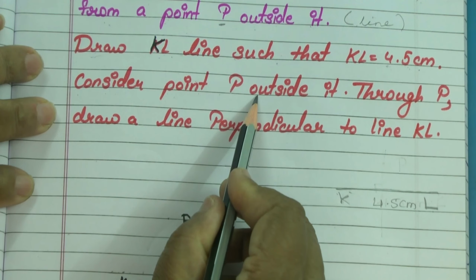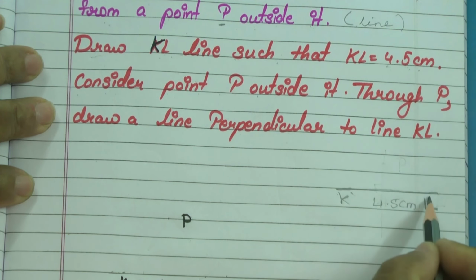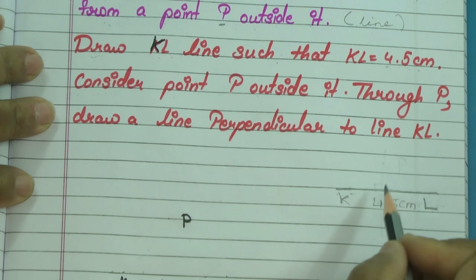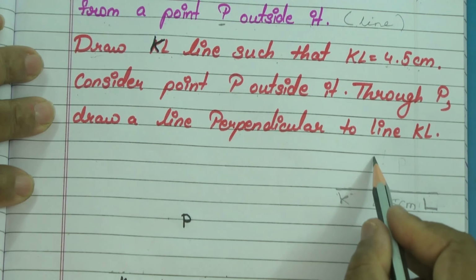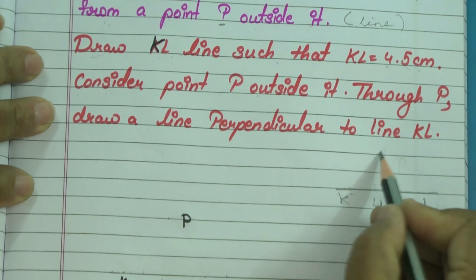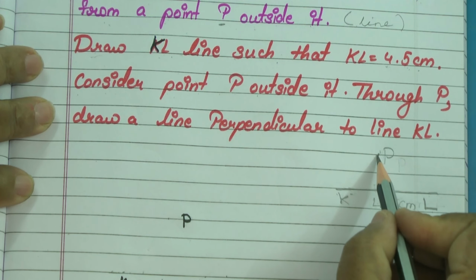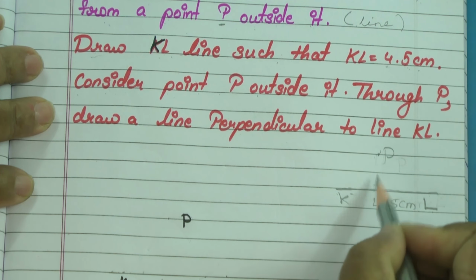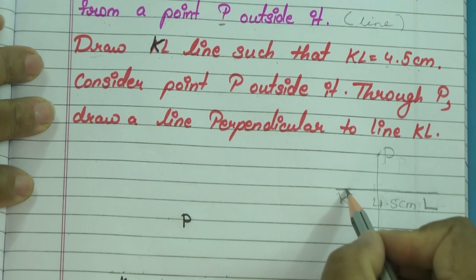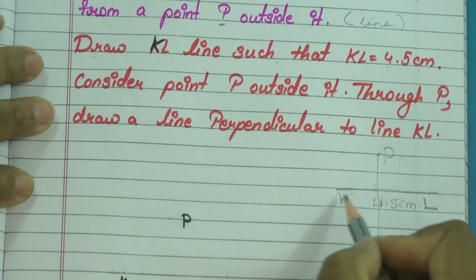Consider one point P. See, the point should be anywhere outside the line, not on the line. It can be above the line or it can be below the line. Let me take it above the line. This point is P, and from that point we have to draw a line which is perpendicular to line KL.